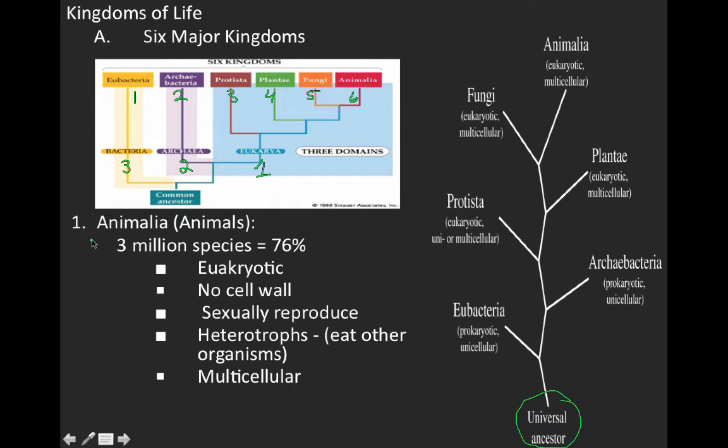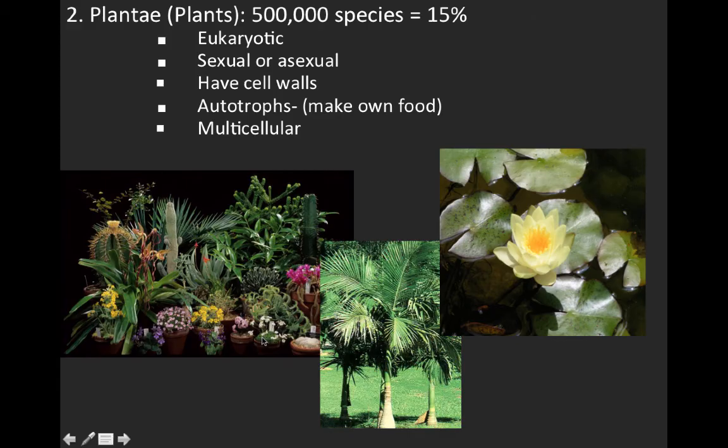So the first kingdom, number 1, is Animalia. Animalia is about 3 million species. 76% of living things are animals. They're eukaryotic, no cell wall, and reproduce sexually. They're heterotrophs, that's how they get energy. They're multicellular, and they have complex organ systems.